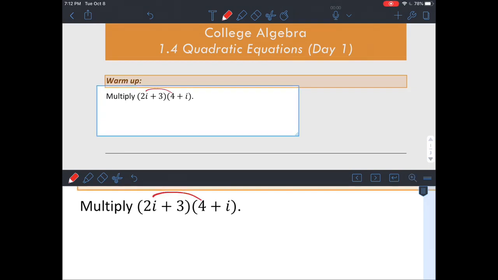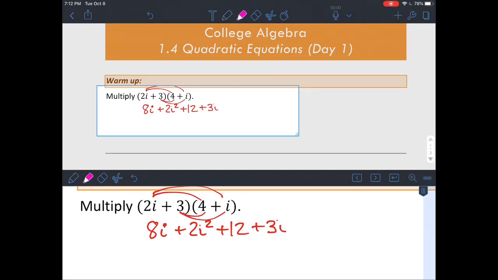Okay, so we're going to solve some quadratic equations. First, a little bit of a warm-up. If you're multiplying those two complex numbers together, make sure you use the distributive property. And you have some like terms you can combine.